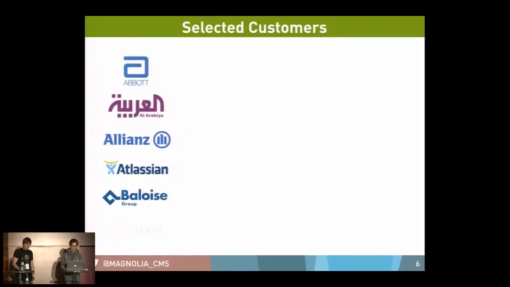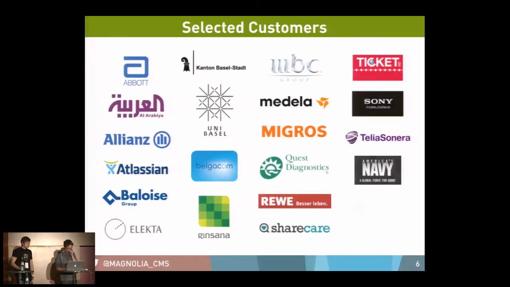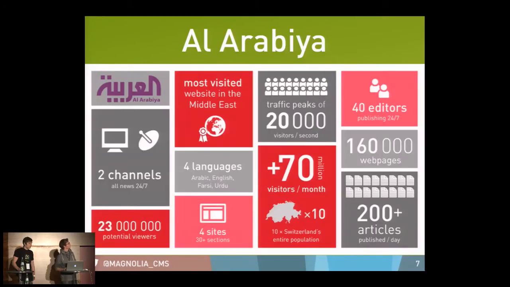So here you have a selection of customers who use Magnolia CMS. To give you a little idea of what kind of magnitude in terms of scalability and traffic Magnolia CMS is dealing with, let's have a short look at Al Arabiya use case. It's a news channel broadcaster situated in Dubai, and it's broadcasting in the Middle East and North Africa. They have 40 editors publishing 24/7, and the result of this are 200 new articles a day, and an overall of 160 pages they manage in Magnolia CMS. They also hit traffic peaks of 20,000 visitors per second.